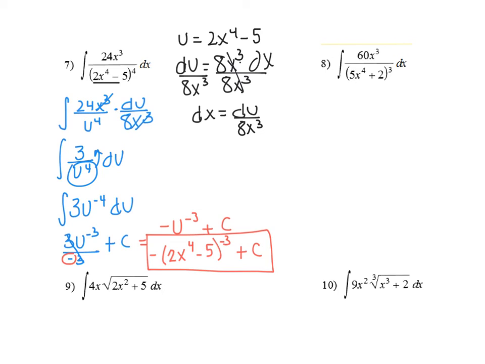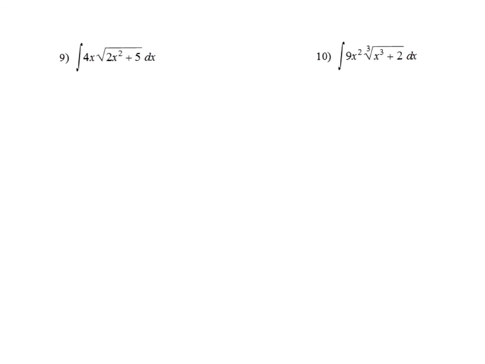Now, the last one that I'd like to go over is a problem like number 9. So number 9 is going to have the same concept as all the rest did, except before I can take the integration, I want to write it as a 1/2 power. So I'm going to integrate 4x times 2x squared plus 5 to the 1/2 power.